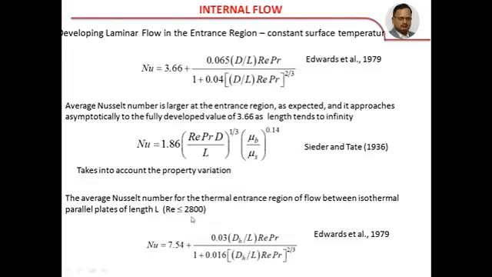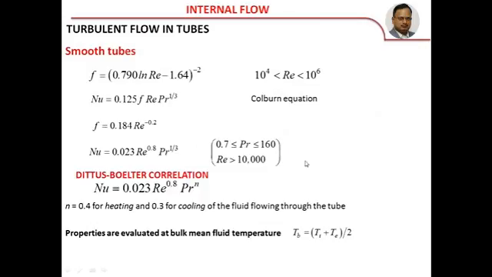Similarly, the Sieder and Tate equation is a more famous equation. And Edwards et al., for the thermal entry region, also have the average Nusselt number between two isothermal parallel plates when flow is there; how to determine the Nusselt number they have done. So depending upon the problem and its nature, we have to pick up these equations and solve.